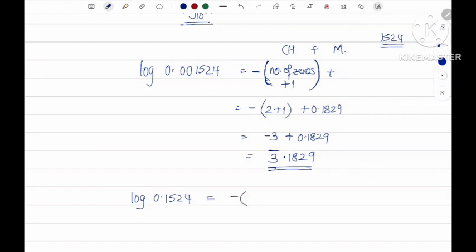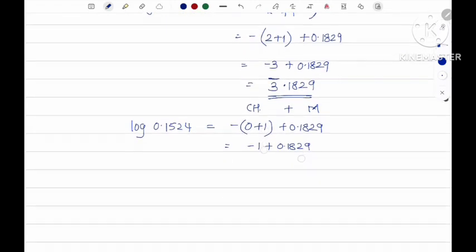So how many zeros are there? No zeros after the decimal, right? So how many zeros after the decimal? 0 plus 1. So this is characteristic plus mantissa. Mantissa of 1524: when we find the mantissa, we remove the decimal and find the number. So the mantissa of 1524 will remain 0.1829. So this will be equal to minus 1 plus 0.1829.